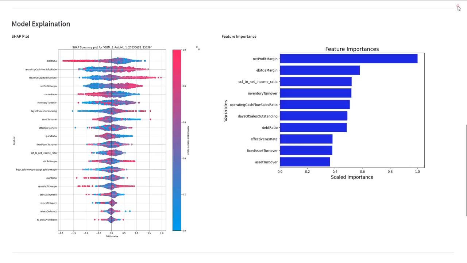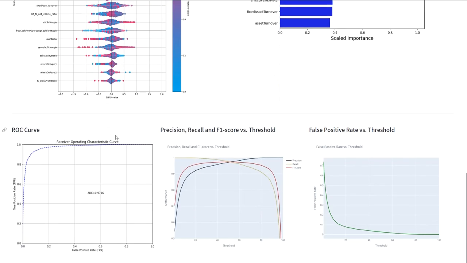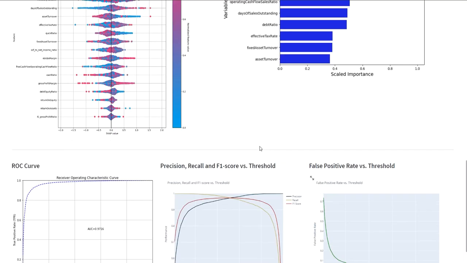Okay, so this is a Shapley plot, and this feature importance is also similar to the Shapley plot, and it tells you a similar story, but it doesn't tell you whether it is a positive driver or negative driver. And these are the data science specific metrics such as ROC curve, precision recall versus threshold, and false positive rate, right? If you are a data scientist, fine. If you are not a data scientist, just ignore this.